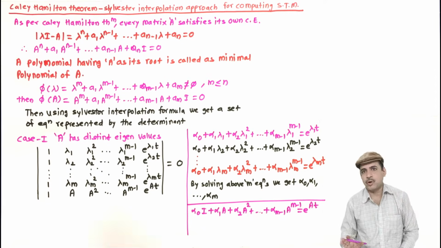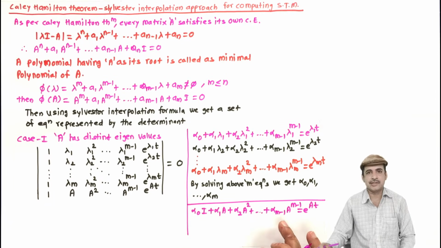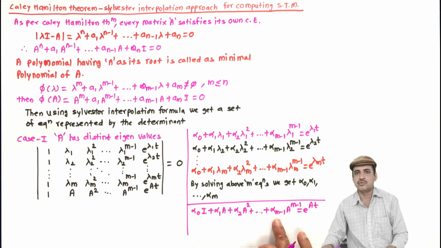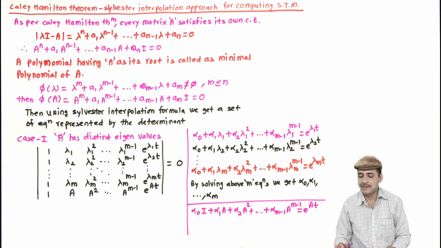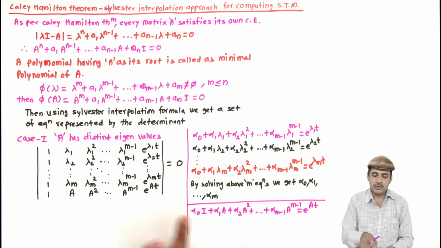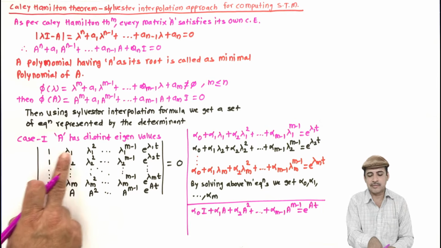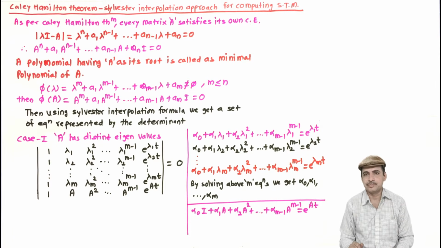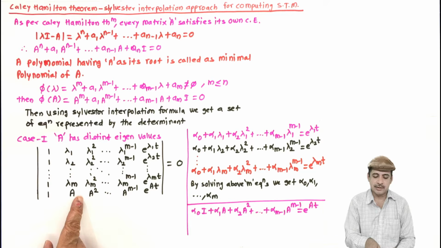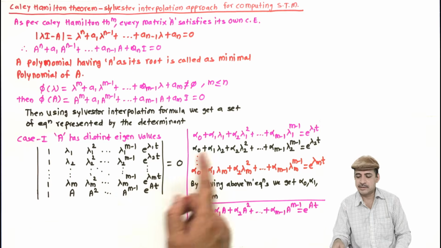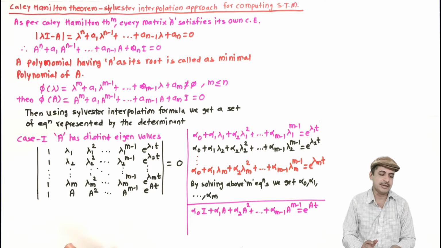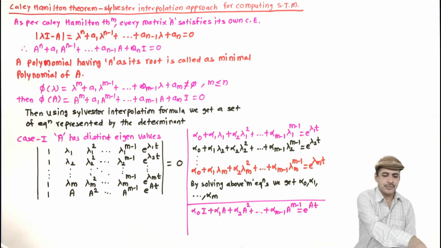So what will be the steps to solve the problem, to find out the state transition matrix? This is the formula, but this formula involves the coefficients alpha 0 to alpha m minus 1. This we have to determine, and so the steps will be, first we have to form the determinant that requires the values of lambda, and that means we have to find out the eigenvalues, step number 1. Then get this determinant by Sylvester interpolation formula and get the equation systems and solve for the unknowns and put it here, you will get e raised to At. But this was for the distinct roots.